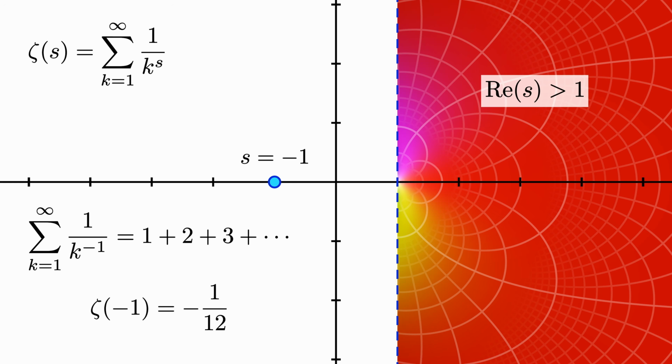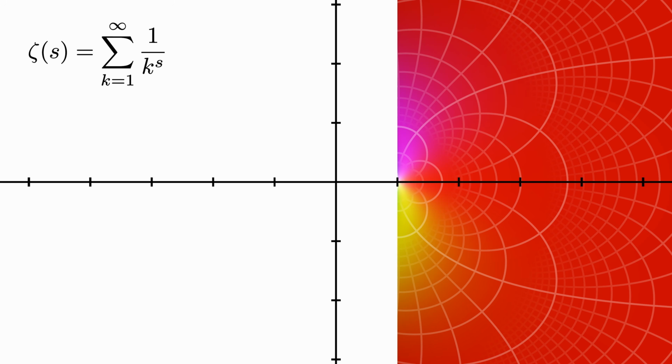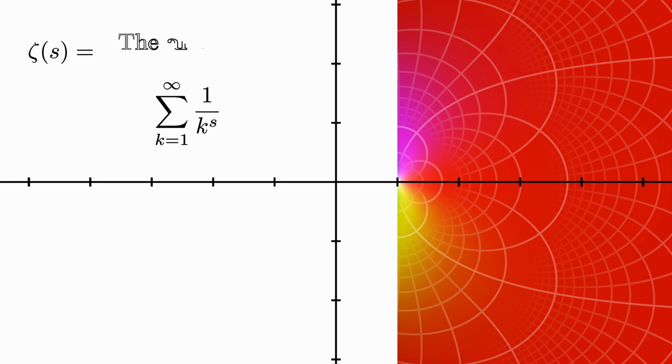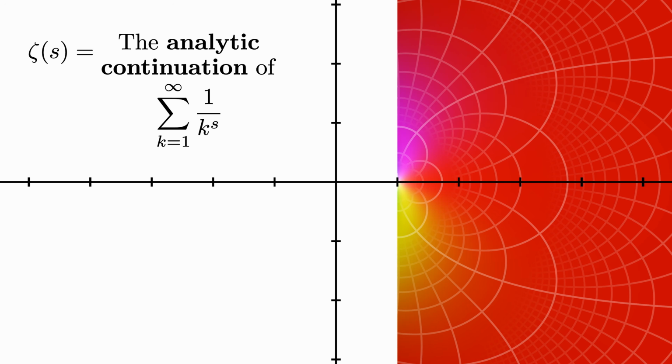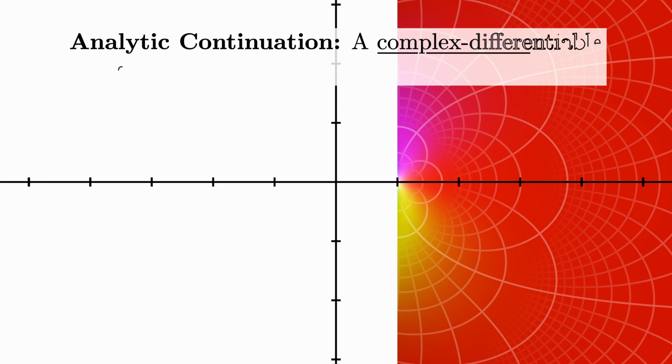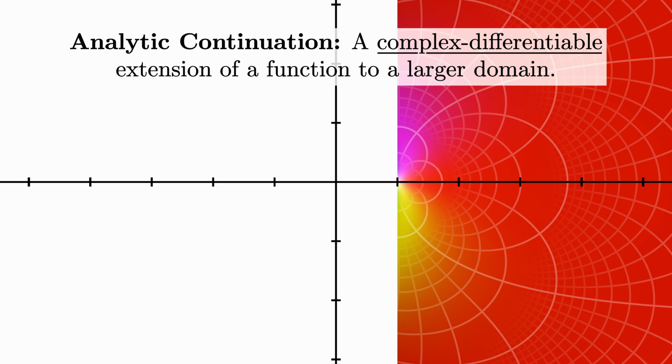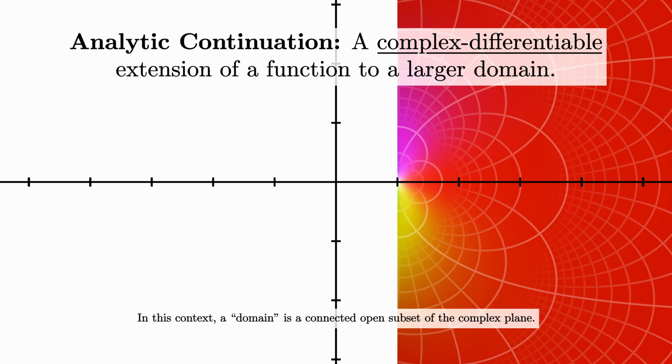Well, I actually haven't given you the full definition of the zeta function. It's not just defined as this sum. It's defined as the analytic continuation of this sum. Okay, what does that mean? Well, an analytic continuation of a function is a complex differentiable extension of that function to a larger domain.